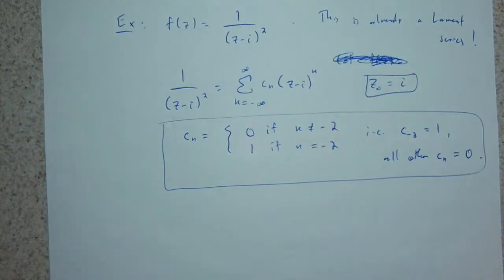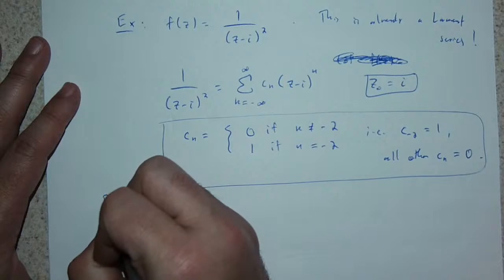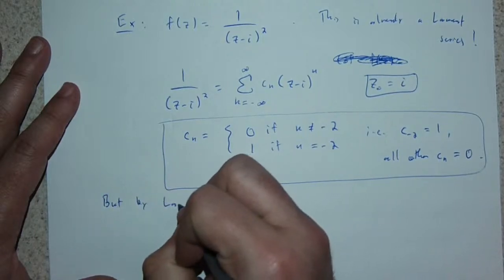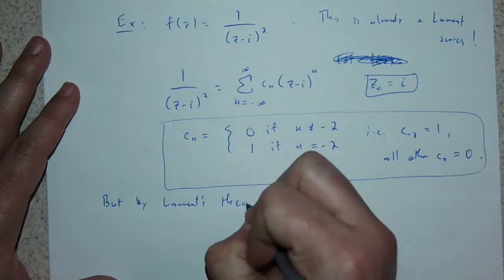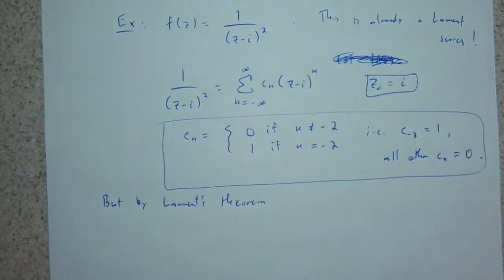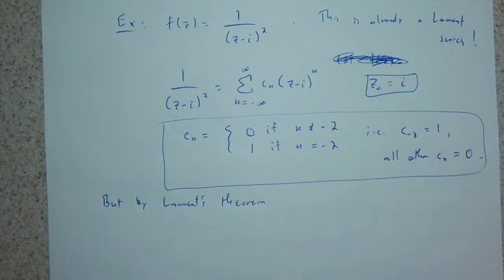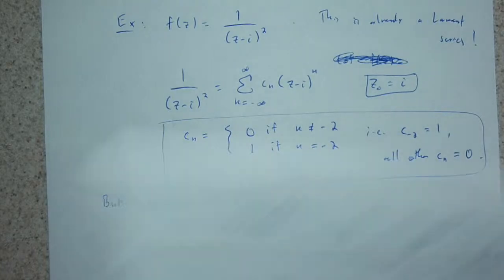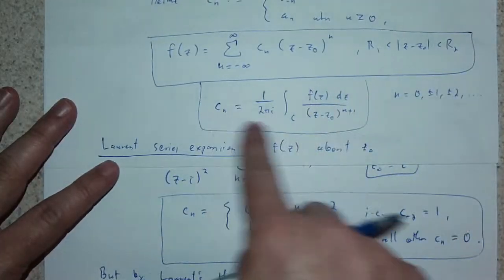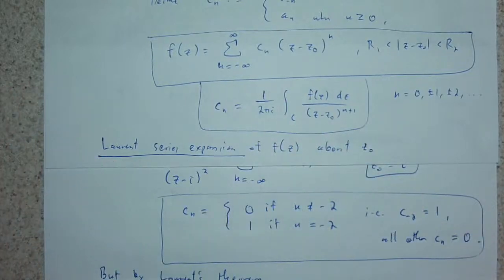But by Laurent's theorem, we have used this expression to notice that this is already in the form of a Laurent series, and here are the coefficients. Laurent's theorem tells me that these coefficients also have to be computable by these contour integrals. Let me bring back the compact form. Why do I keep losing it? Here we go. So these c sub n's also have to be able to be computed by, there we are.